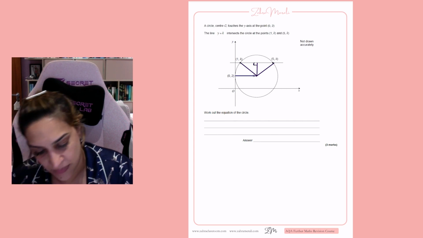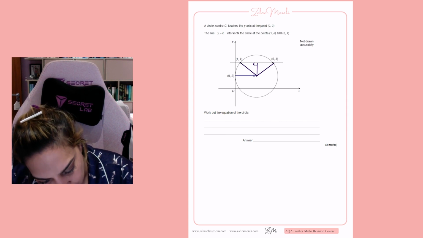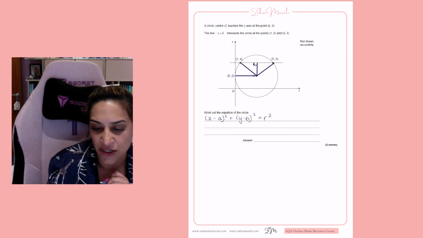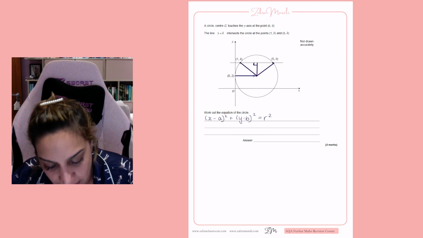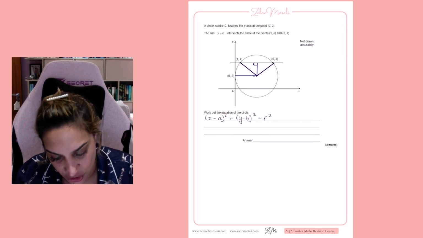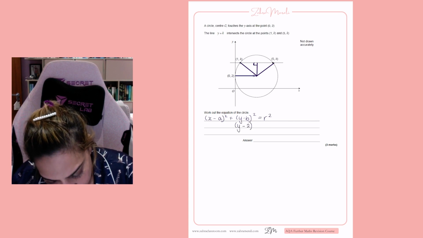Now remember, the general equation is going to be (x minus a) squared plus (y minus b) squared equals r squared. All I know at the moment is that my center is in line with y equals 2, so I know the y coordinate of my center is 2. So that I can see really clearly.